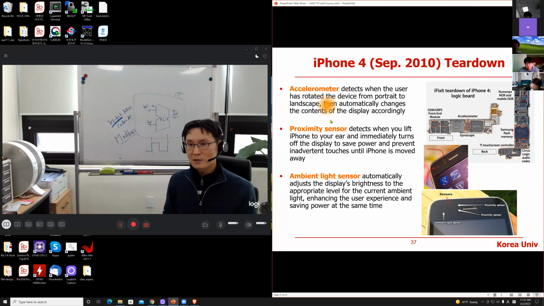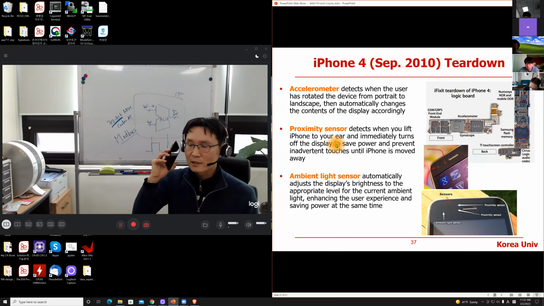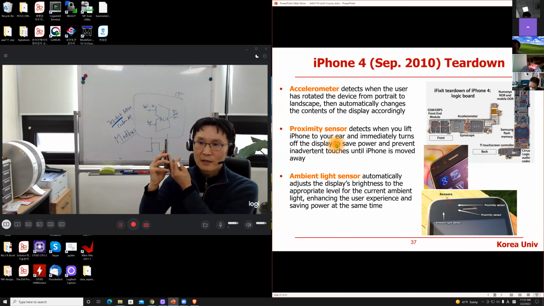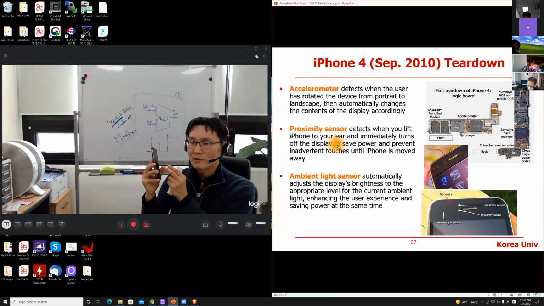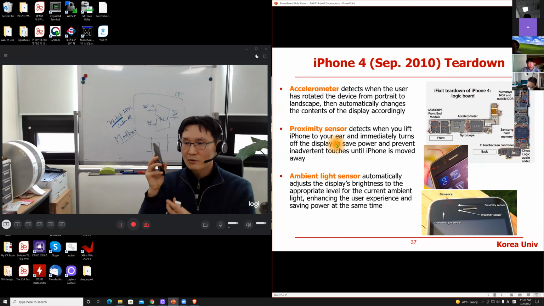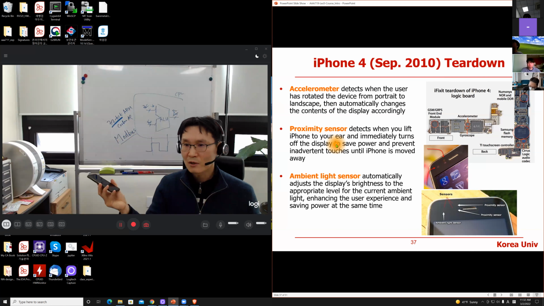What is proximity sensor? When you take a phone call like this, the proximity sensor is measuring the distance between your face and the phone. If that is close enough, it turns off the screen to save power, right? The screen doesn't have to be turned on.